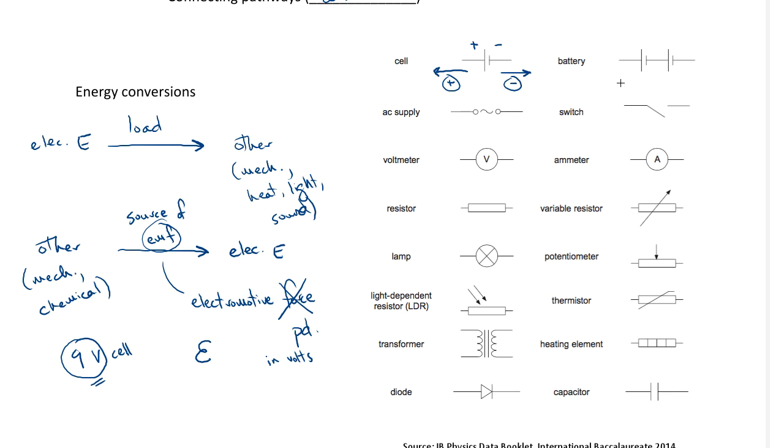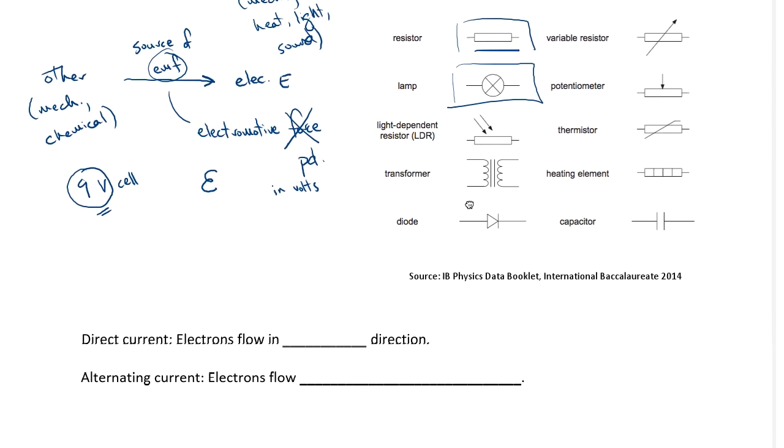A battery is just 2 or more cells connected in series or in parallel, so this is a battery. A resistor looks like this over here, and a lamp looks like that. We'll see these as we learn more and more about circuits. Lastly, let's define 2 different kinds of circuits.